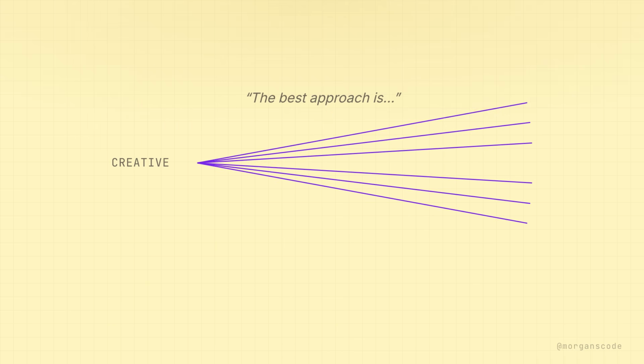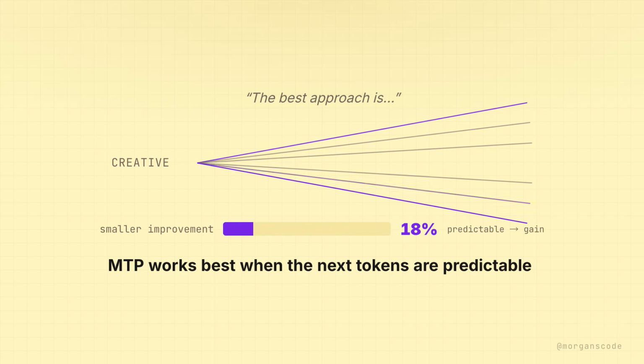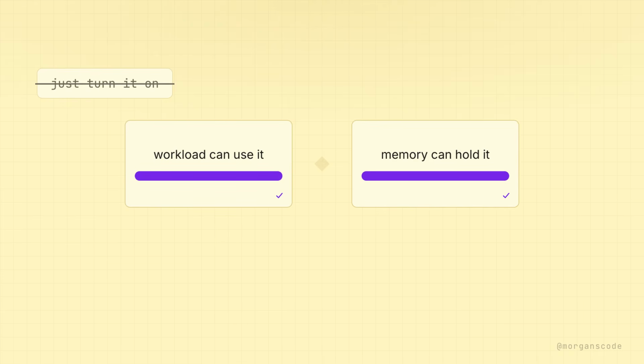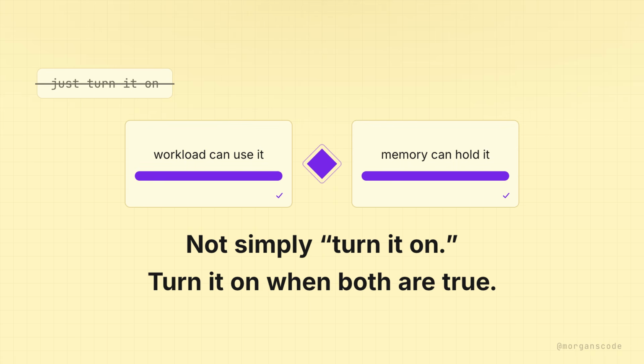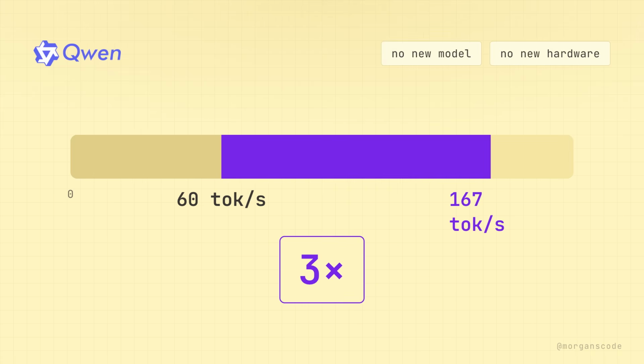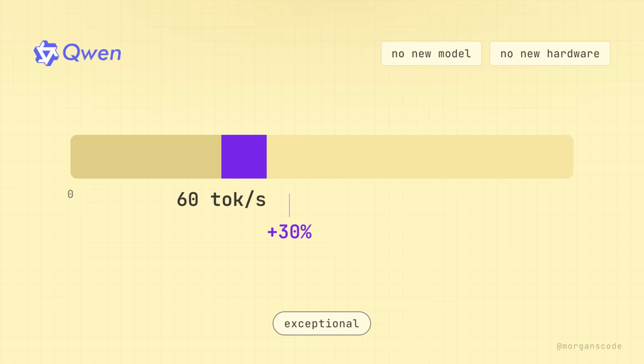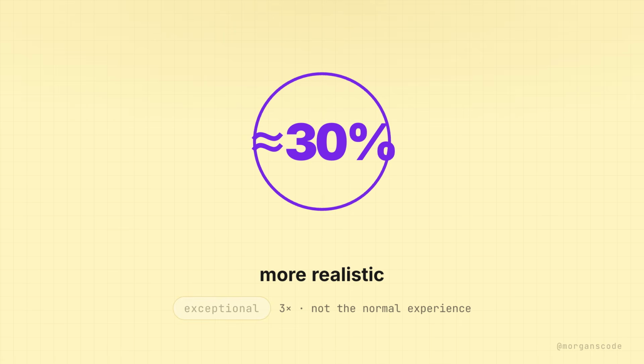And if you mostly use Qwen for creative conversation, expect a smaller improvement. MTP works best when the next tokens are predictable. The answer is not simply turn it on. The answer is turn it on when your workload can use it and your memory can hold it. Qwen 7B really can become dramatically faster without changing the model or buying new hardware. But 3 times faster is an exceptional result, not the normal experience. For many systems, a gain of around 30% is more realistic.